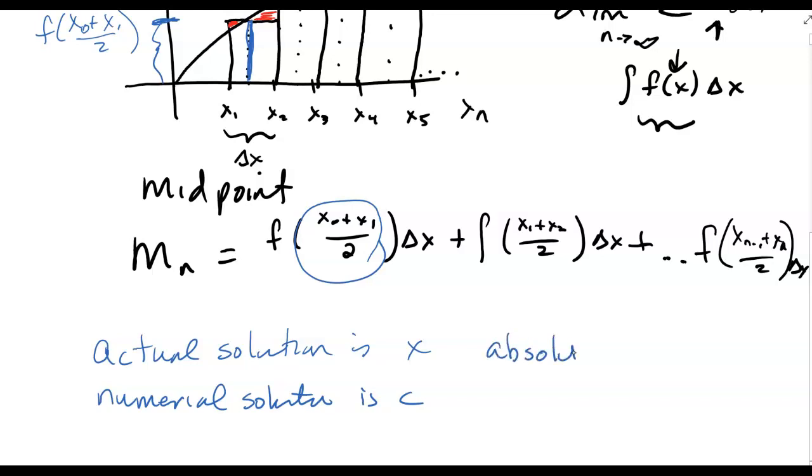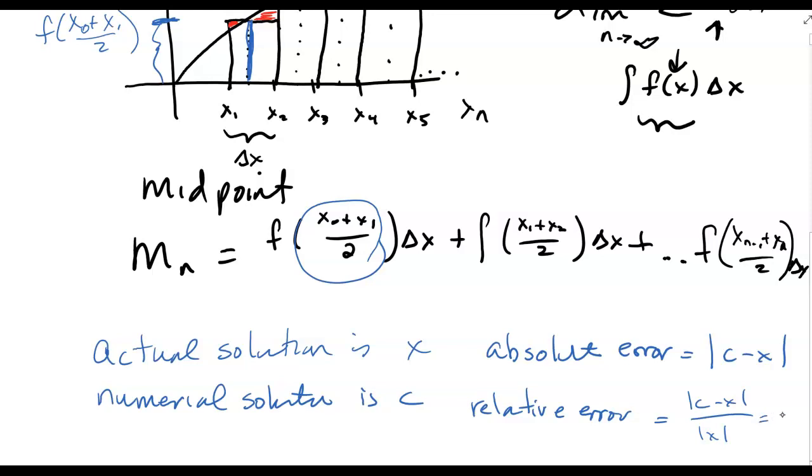So absolute error is going to be the absolute value of C minus X. So it's just the difference between what you got using your numerical estimation versus what the actual answer is. And a relative error is that difference divided by the actual, and then you get a percent. Relative error can usually be written as a percent. It just gives more information than an absolute error. You may recall from Calc 1, many of you did a lab with Riemann sums and you calculated errors, so you already did that.